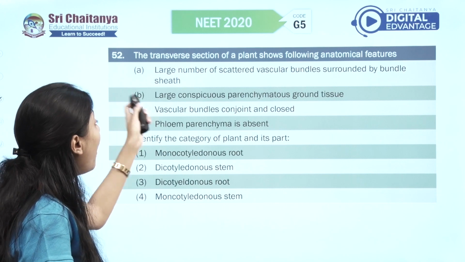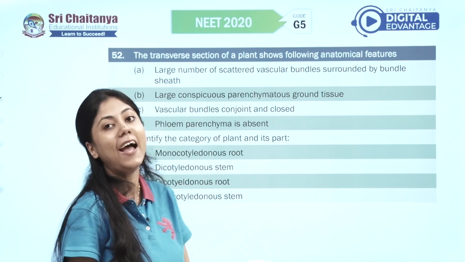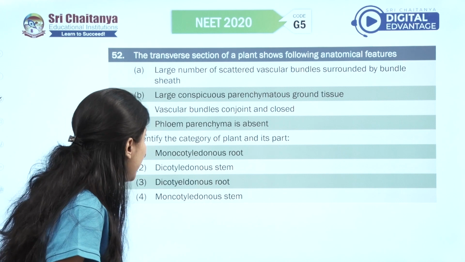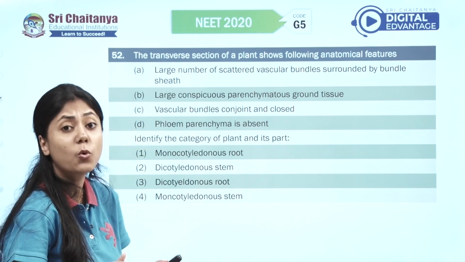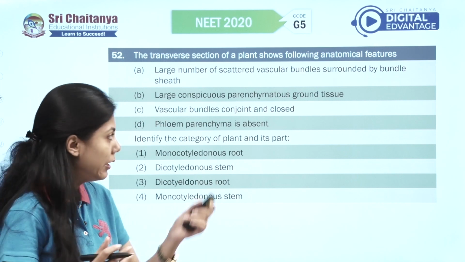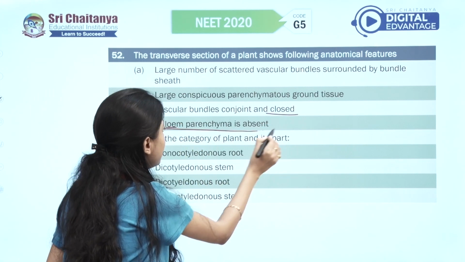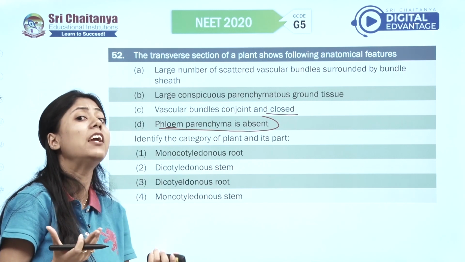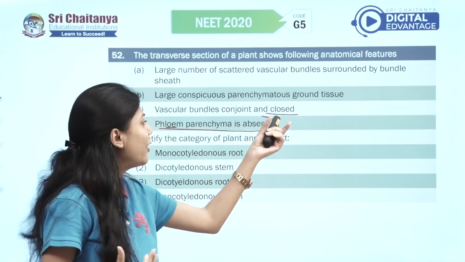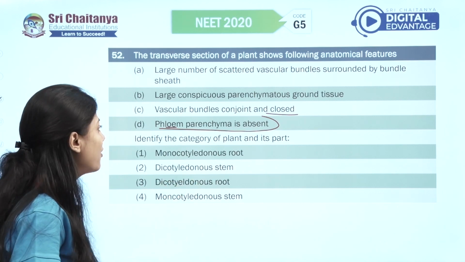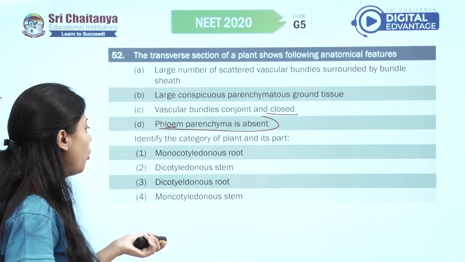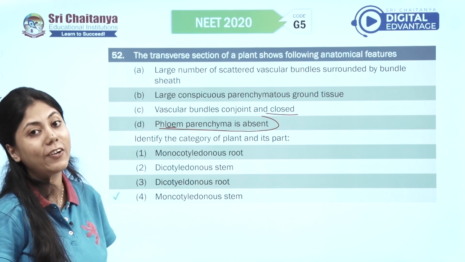Okay. So the transverse section of a plant shows the following anatomical features: large number of scattered vascular bundles surrounded by bundle sheath, large conspicuous parenchymatous ground tissue, vascular bundles conjoined and closed, phloem parenchyma is absent. Now, from these statements, the first thing you can make out is that we are talking about monocotyledonous plants, because in monocots cambium is absent, so we call it closed, and obviously phloem parenchyma is also absent. Now by looking at the first two statements, what you can easily conclude is that we are talking about the monocotyledonous stem.